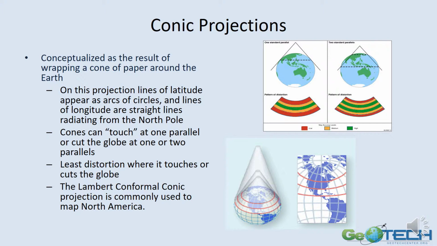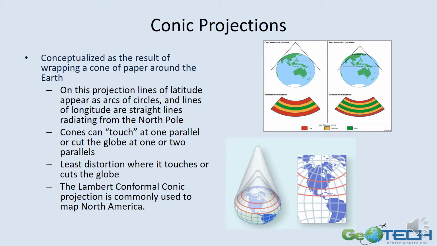Conic projections use that cone, and here again there are two ways to really look at it. Does the cone touch the surface in one spot, or does it cut the surface in one spot or more than one spot? On this projection, lines of latitude appear as arcs of circles, and lines of longitude are straight lines radiating to the pole.